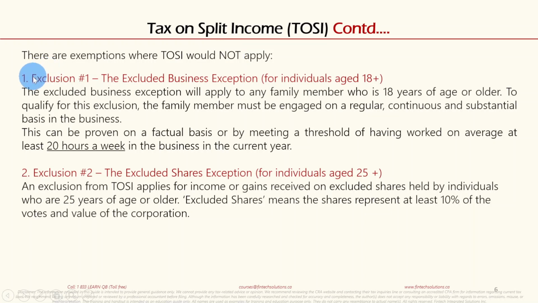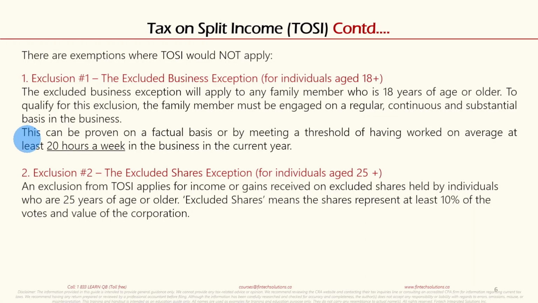So the first one, exclusion one, the excluded business exception for individuals aged 18 plus, so anyone who is 18 years and older. The excluded business exception will apply to any family member who is 18 years of age or older. To qualify for this exclusion, the family member must be engaged on a regular, continuous, and substantial basis in the business. This can be proven on a factual basis or by meeting a threshold of having worked on average at least 20 hours a week in the business in the current year.